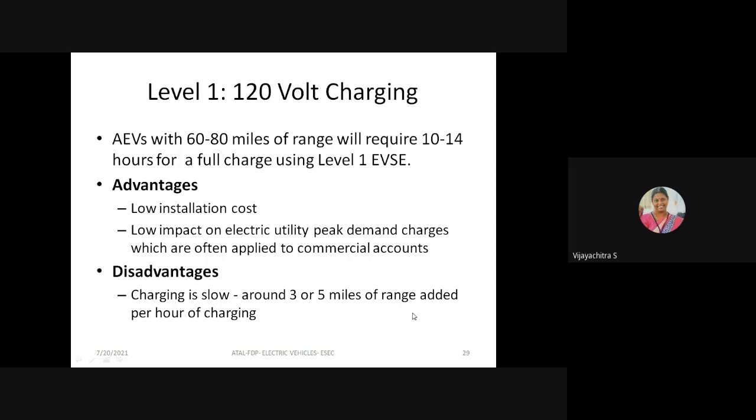So there is no need to wait till the entire charge is drained. If possible, we can add charging similar to our cell phone charging. If you have minimum charge and want to fill it up, then we can add. Even though this is slow, around 3 to 5 miles of range is added if we provide 1 hour of charging.